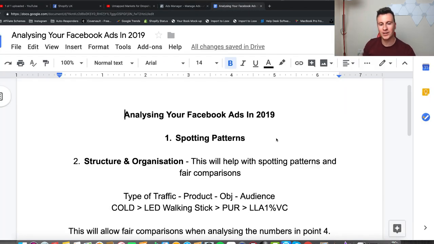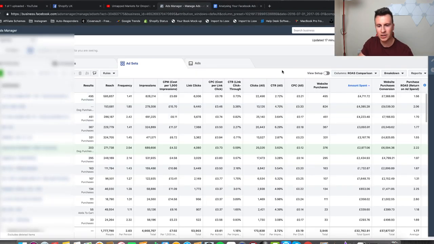So point number one then guys is spotting patterns. And just to illustrate what I mean by this, we're going to jump into an ad manager account of mine and I'm just going to show you the kind of things you can be looking at to decipher whether an ad set is going to perform or not. Going back to the original point I made in the intro, to make sure that you don't switch off that ad set too early and to make sure you don't switch off that ad set too late so it drains your bank account. So what I've got here is essentially every single ad set in this ad manager account.